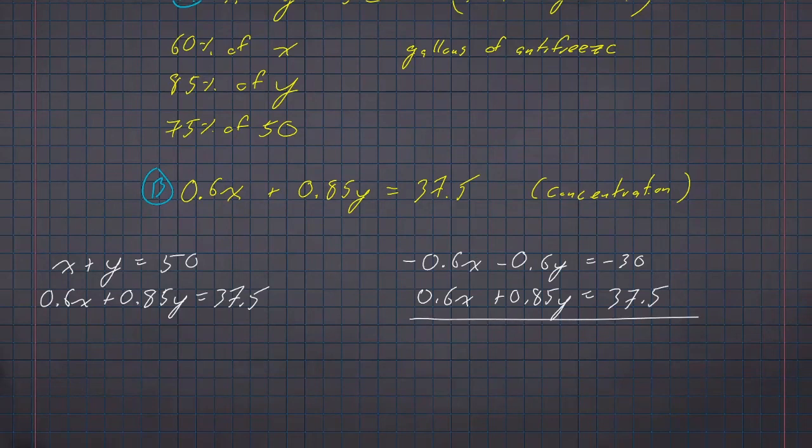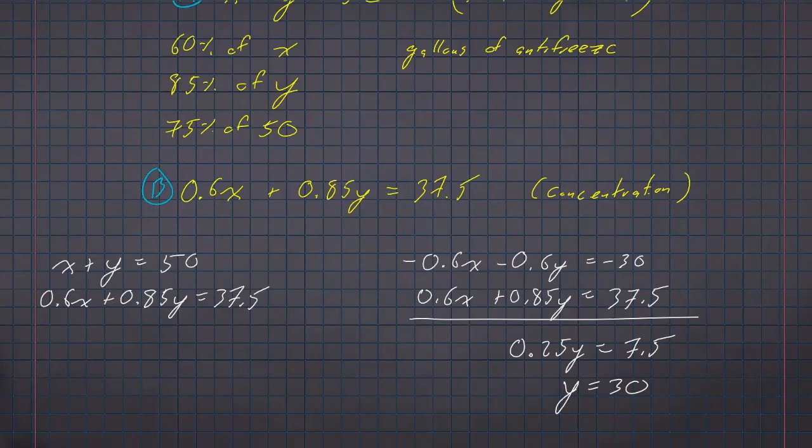And when I add these things together, the x's go away. Negative 0.6 plus 0.85 is 0.25y. And negative 30 plus 37.5 is positive 7.5. Dividing here, 7.5 divided by 0.25 is exactly 30. So I get that y is 30.